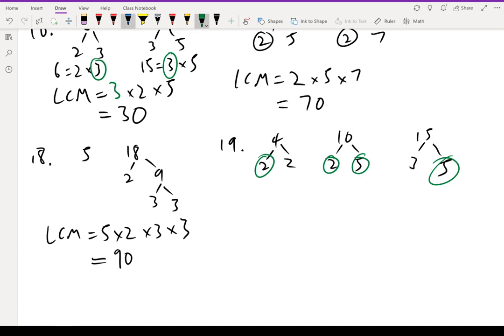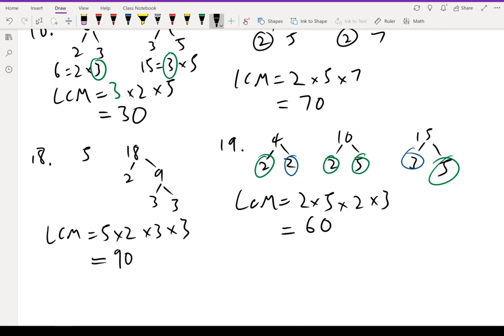And lastly, the ones that are remaining are on their own. And so we write this: the LCM is equal to 2 ones times 5 ones, and then times the remaining ones, 2 times 3. And so the LCM is 2 times 5 is 10, 10 times 2 is 20, 20 times 3 is 60. Okay, so that's how you do the LCM of three numbers.